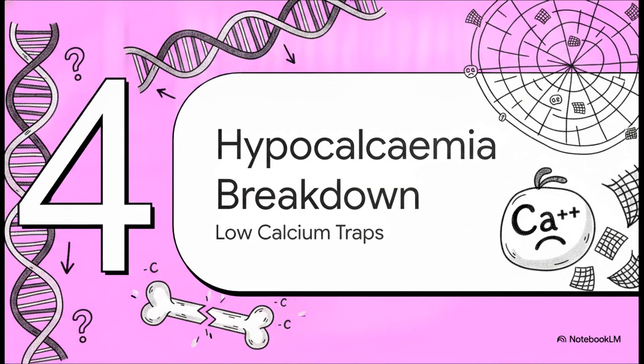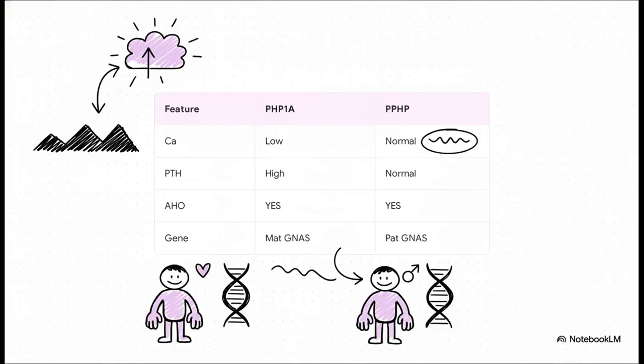Section 4, the hypocalcemia breakdown. We need to examine the complex genetics and the dangerous diagnostic traps of low calcium. By mapping this out, we can make sense of the confusing world of pseudohypoparathyroidism, or PHP. Notice how PHP1A presents with low calcium and high PTH, which is due to hormonal resistance. But then, PPHP presents with completely normal calcium and PTH levels.